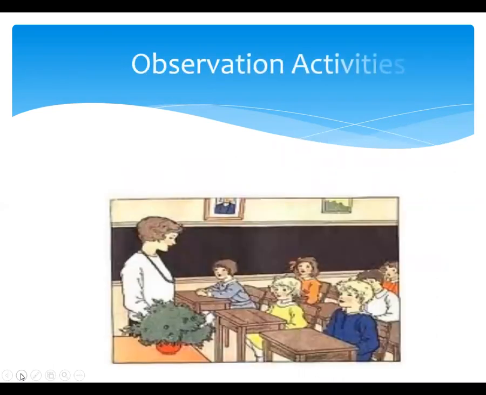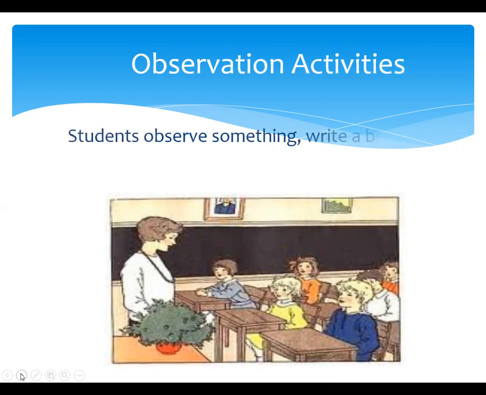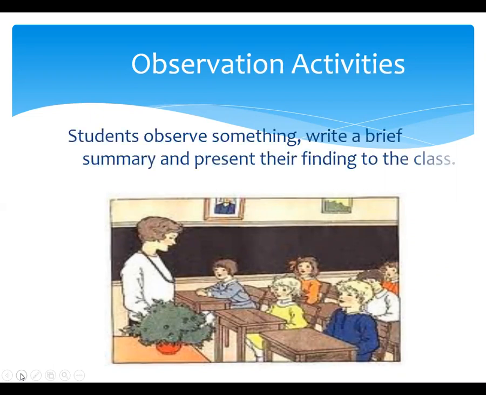Now the fourth type is observational activities. Observation activities means when students observe something, write a brief summary and present their findings to the class. Okay, like for example, you can see in this picture that there is a small plant over here. The students are looking at it, they can write it in their notebook and then they can read out that.